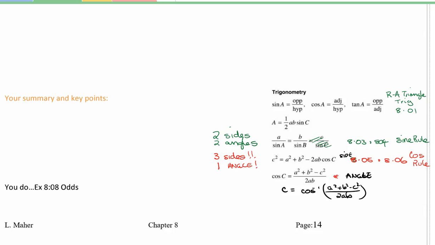So back here to the last page, remember I talked about everything that's written on there, and this was the bit that I said we will do later, and that's where we are now. So this is a half ab sine C. Now, you're not going to be tested on your ability to recall the formula because it's on the formula sheet. What you will be tested on is, do you know where and when to use it?